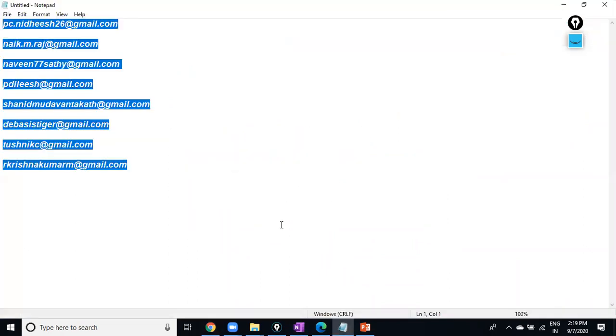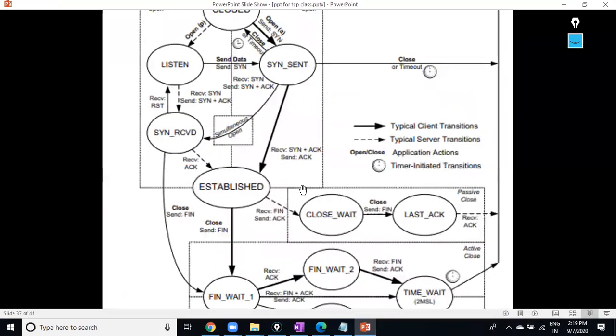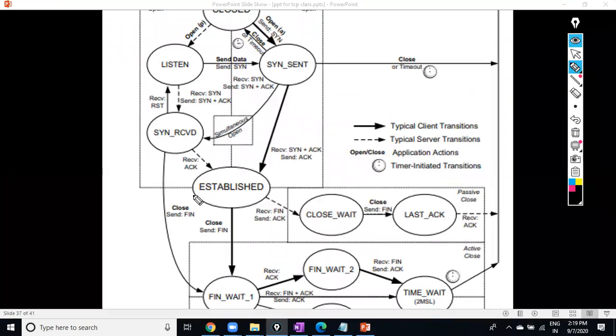So if I come back to this one, we are at the established state here. The thing is, now we have two different options from here.